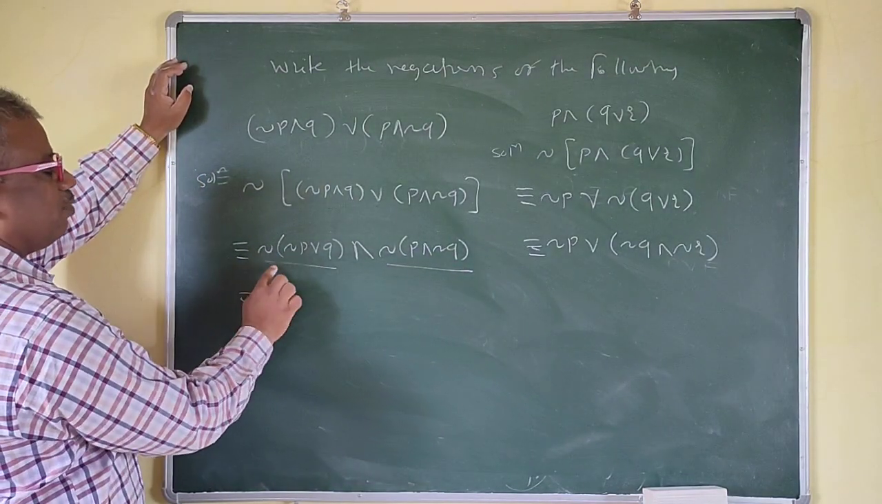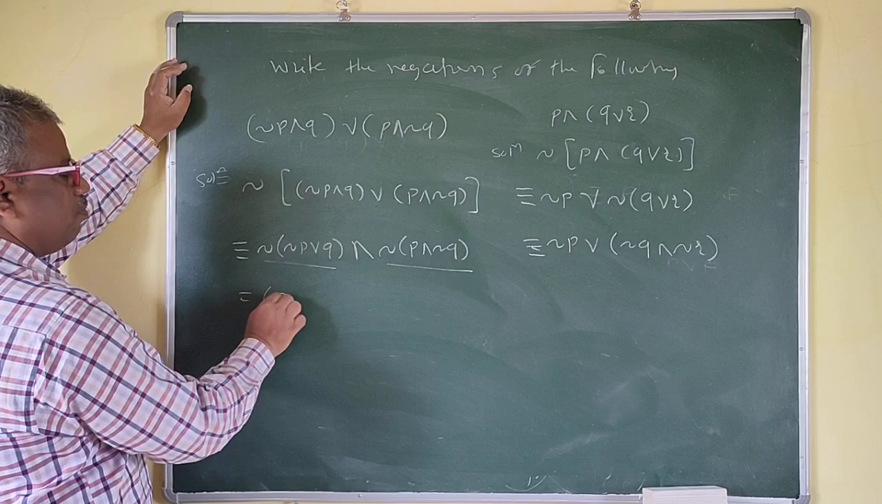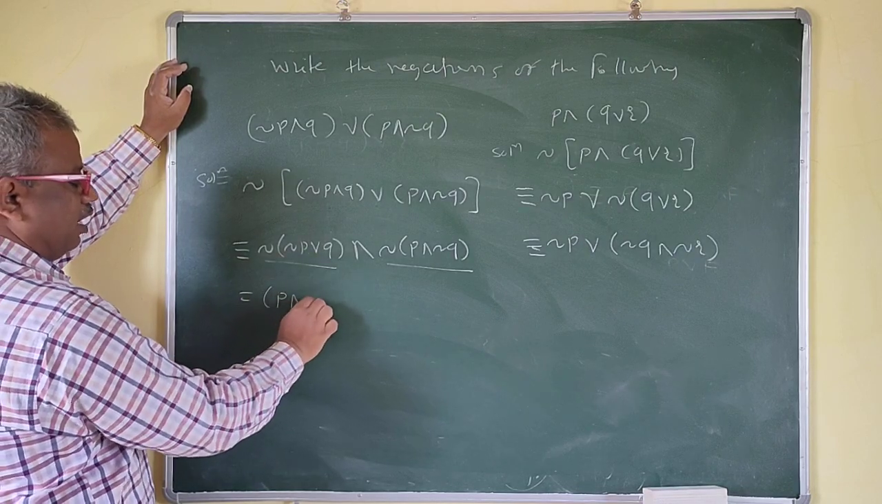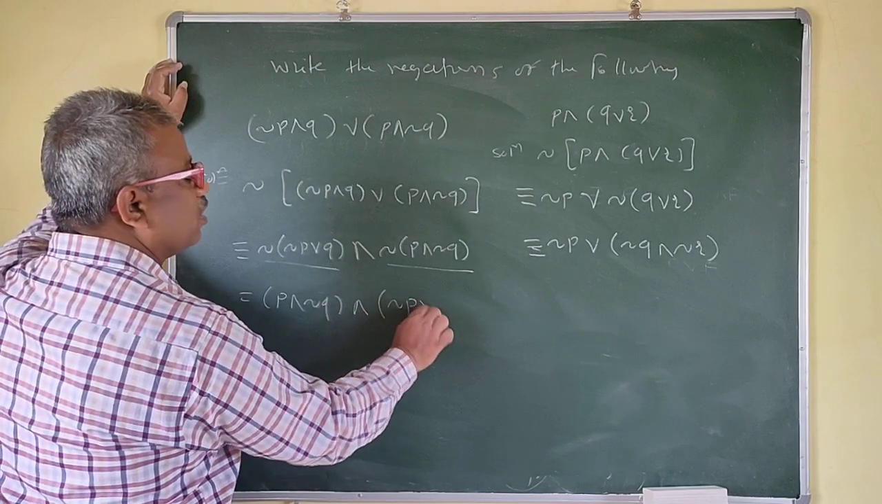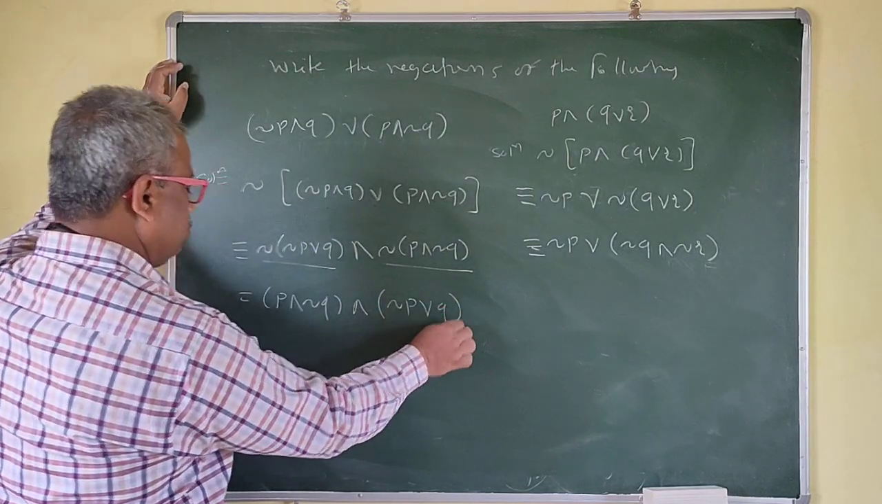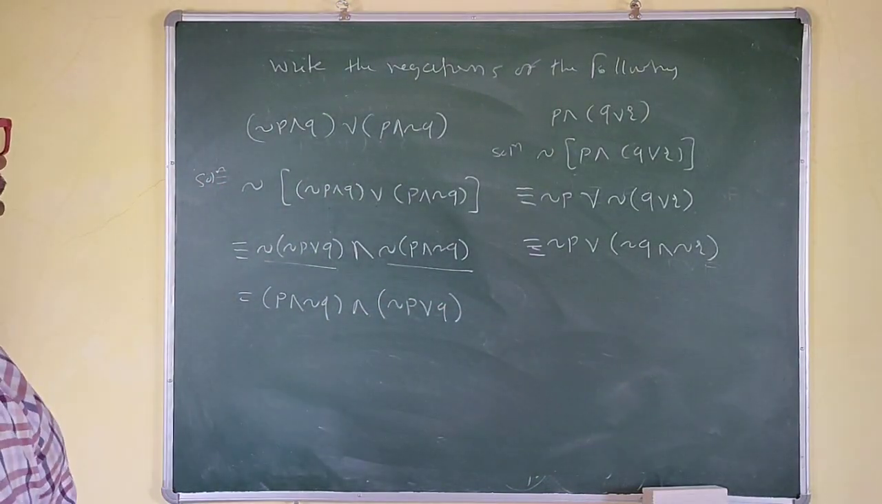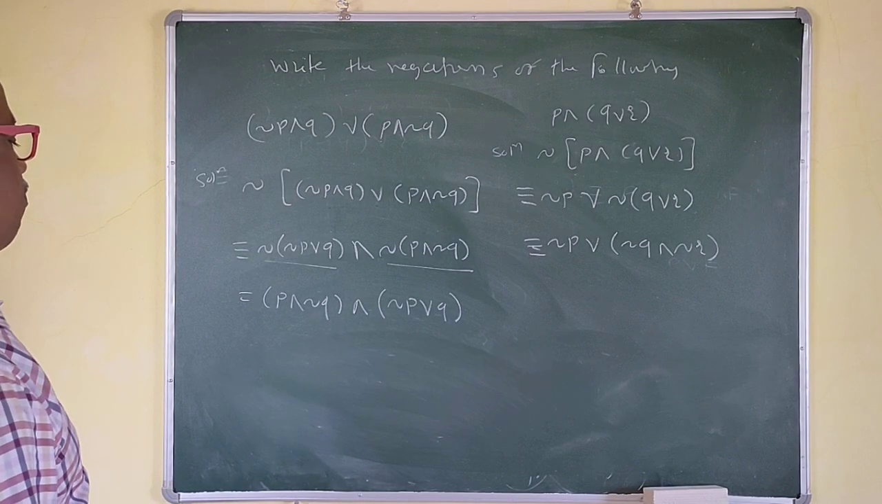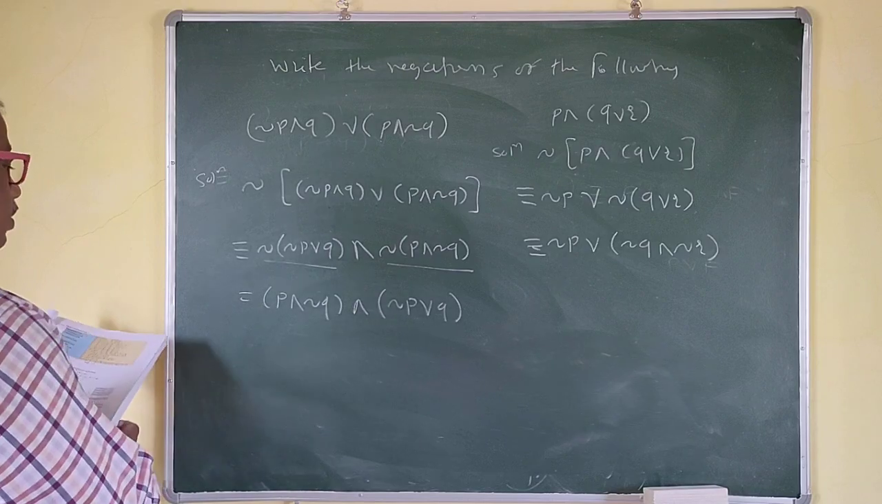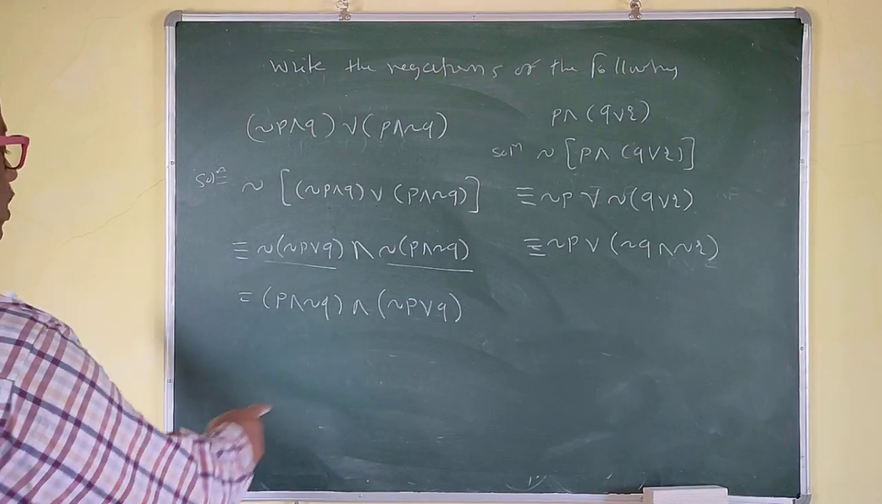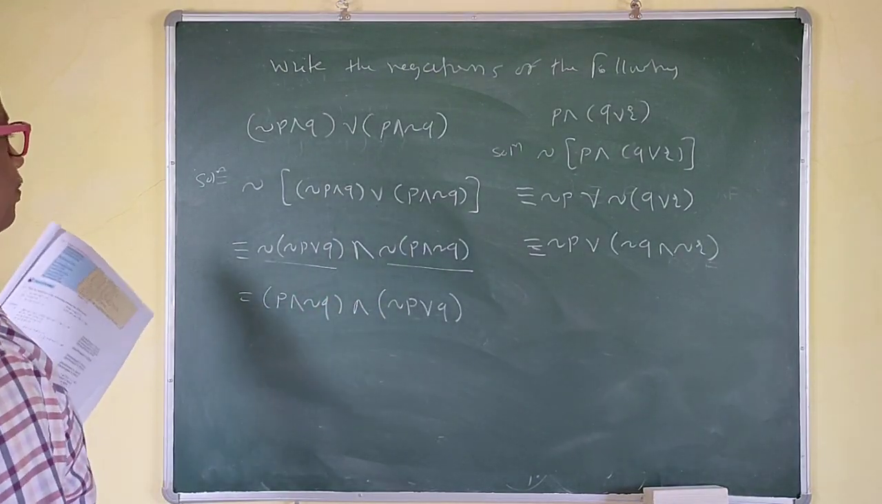So negation of negation P is what? P. This is R. It will be and negation Q, and this will be negation P or Q. If you want to simplify this, you can simplify this also, but keep it as it is now.